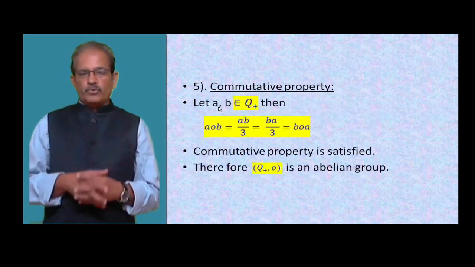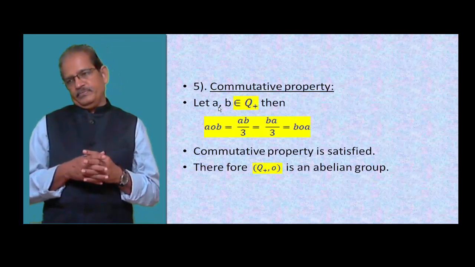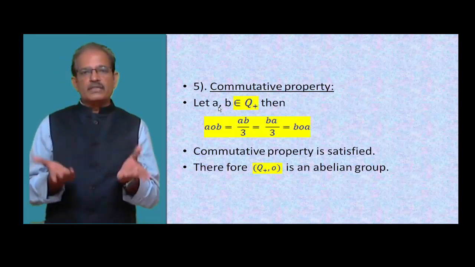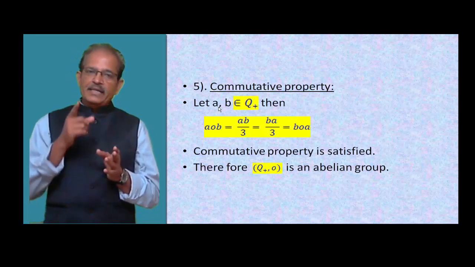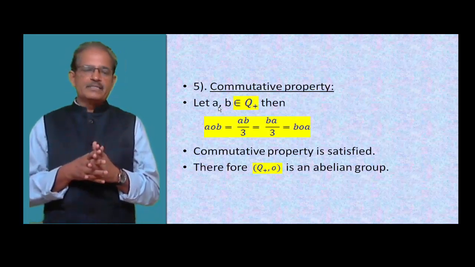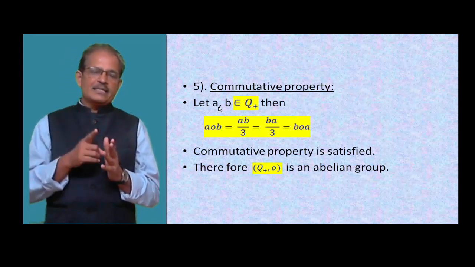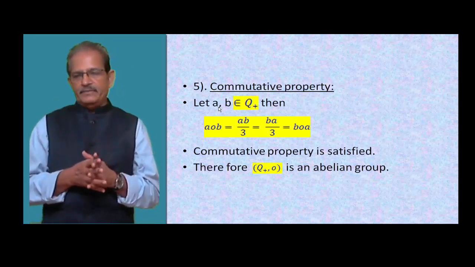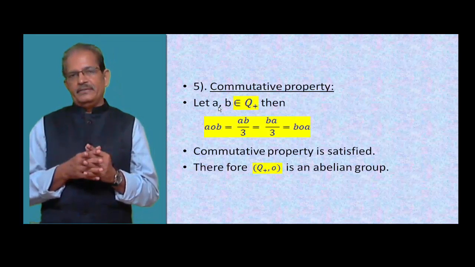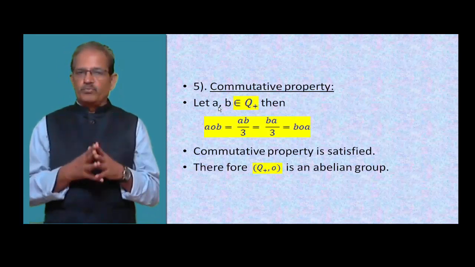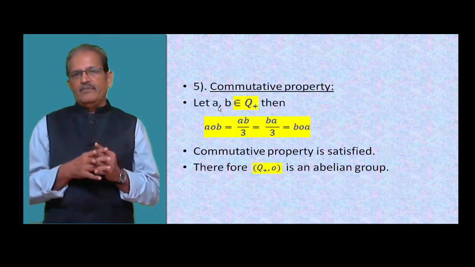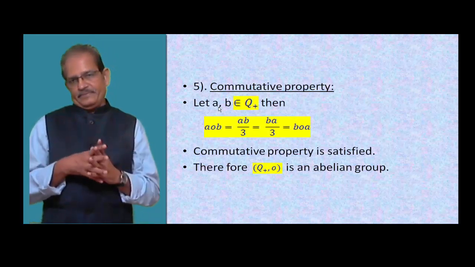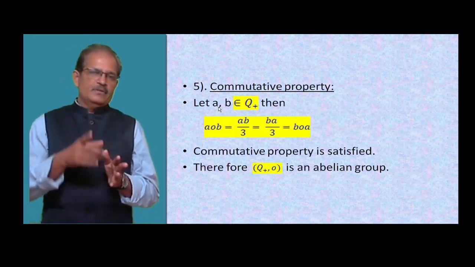But you are asked to prove that it is an abelian group. Up to now, you have proved that it is a group. How to show that it is an abelian group? In addition to the 4 properties, if the set with the binary operation also satisfies the 5th property, that is commutative property, you can say it is an abelian group. Now we verify whether the 5th property is satisfied by the elements of the set Q plus.